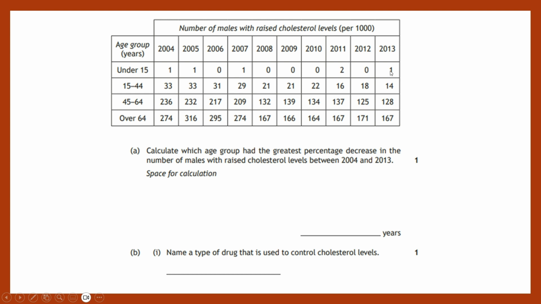For the under 15s, there's no change, so we'll move on to the 15 to 44. You need to find the difference between 33 and 14. Once you've got that difference, divide that by your starting or original value, and then multiply by 100 to get it into a percentage. Do the same for the remaining groups. 236 minus 128 divided by 236 multiplied by 100. 274 minus 167 divided by 274 multiplied by 100. Once you've done that calculation, the age group that had the greatest decrease was the 15 to 44 group.